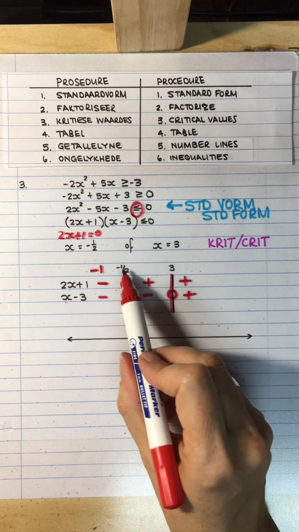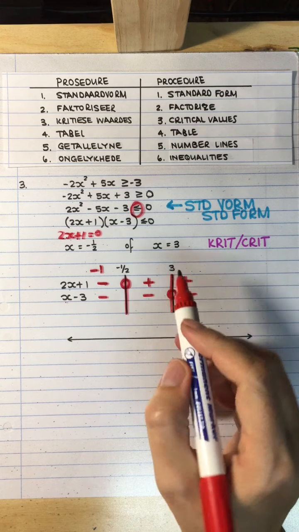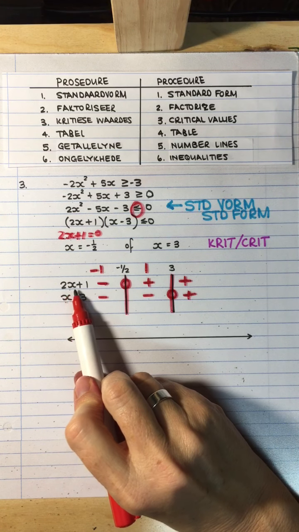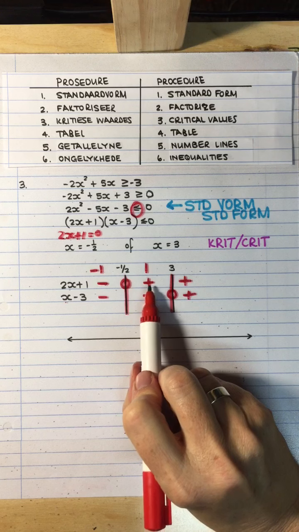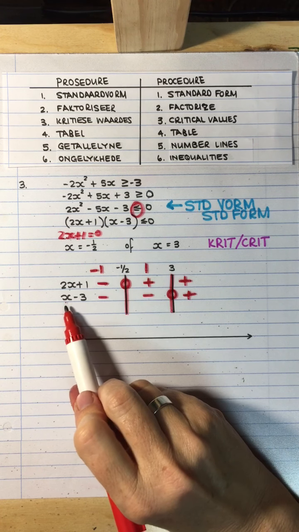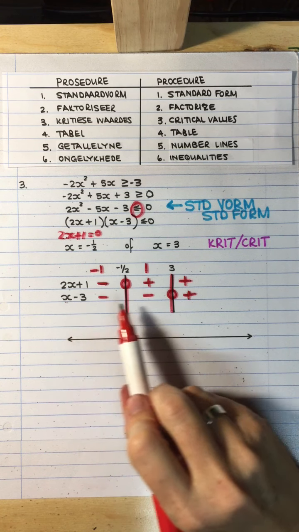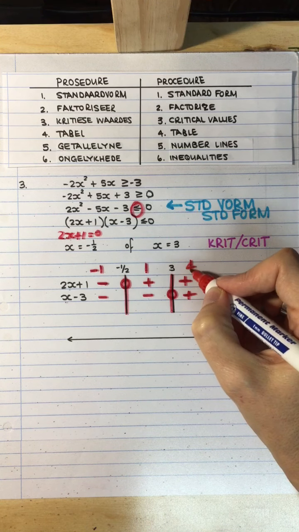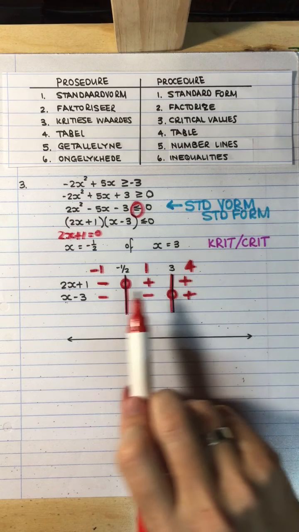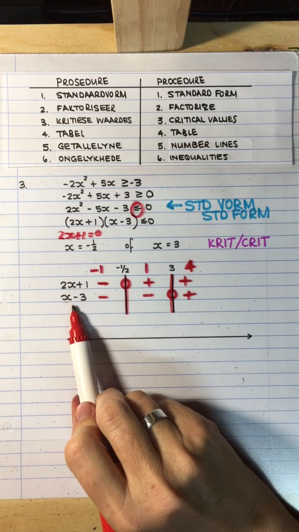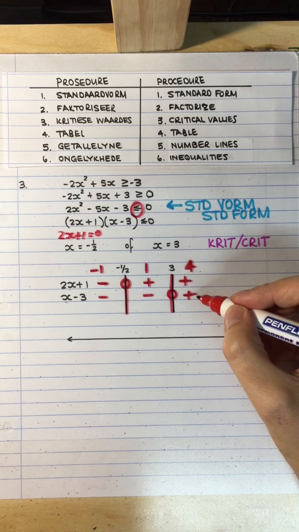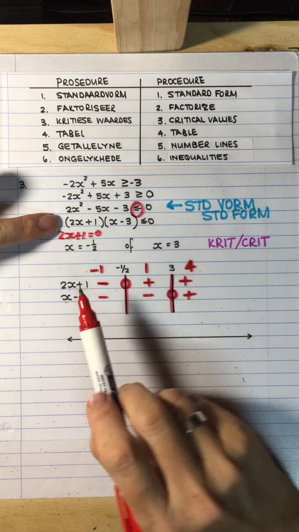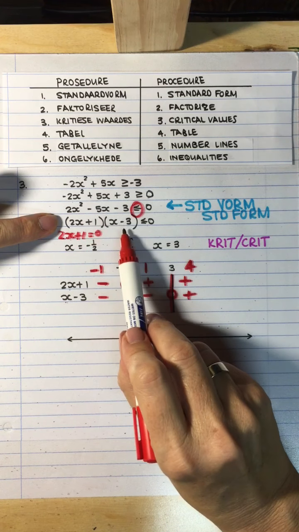If I choose a value between these 2 critical values, for instance positive 1, and I substitute into this bracket, I will get a positive answer. But substituting a 1 into this bracket will still give a negative answer. If I choose anything bigger than 3 and I substitute into each one of the 2 brackets, my answer will be positive. In this expression, we can see that the 2 brackets are multiplied together.